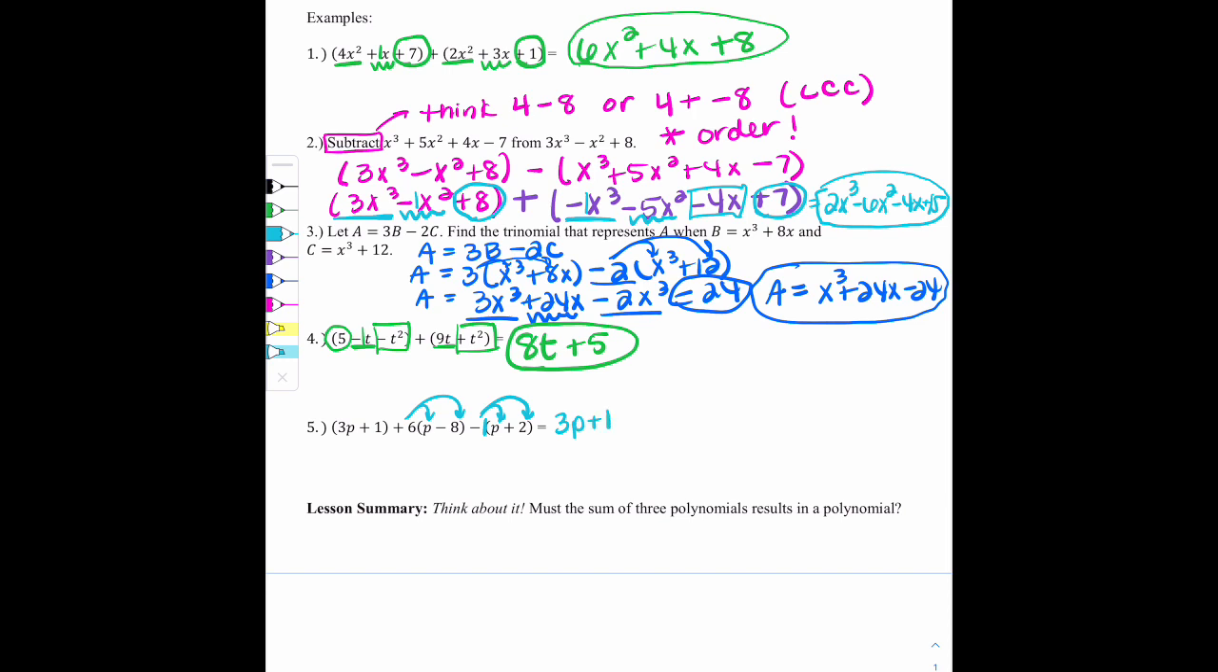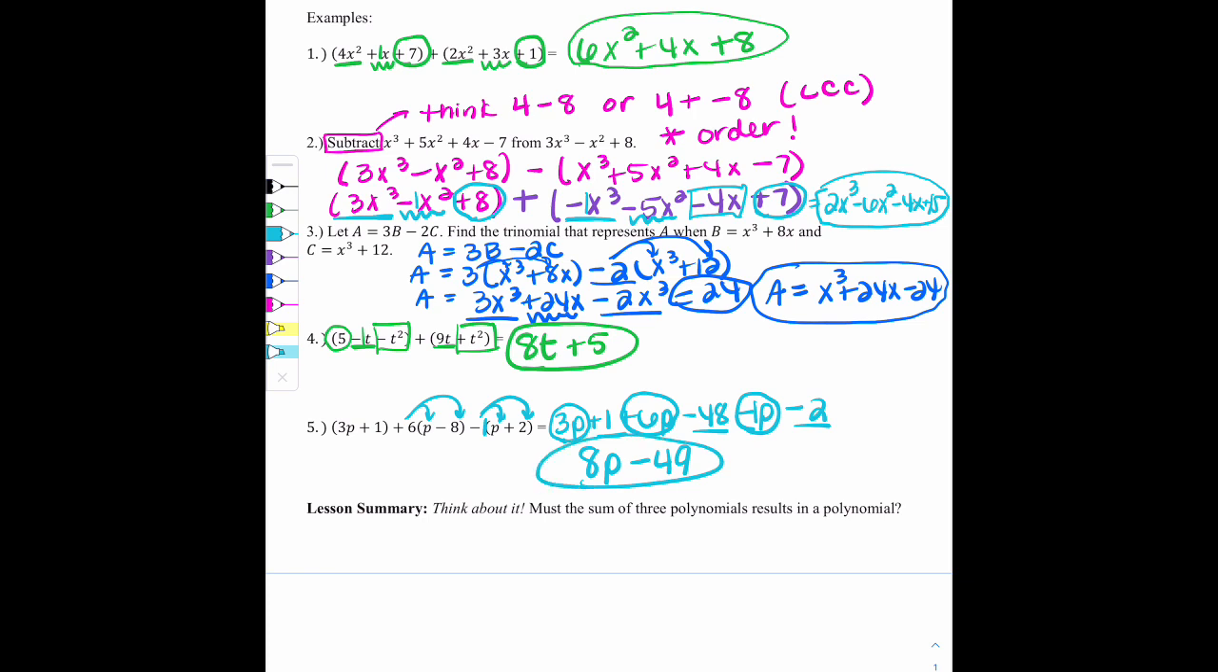So we're going to have 3p plus 1. Nothing changes there. 6 times p would be plus 6p. 6 times negative 8 would be minus 48. Negative 1 times p would be negative 1p or negative p. And then negative 1 times 2 would be negative 2. And now we can find our like terms. I have p's here, and here, and here. And then I have numbers. So if I go ahead and combine these, 3p plus 6p would be 9p. Take away, remember, 1p would be 8p total. And then numbers, 1, negative 48, and negative 2 are going to combine to get negative 49. So I get 8p minus 49.